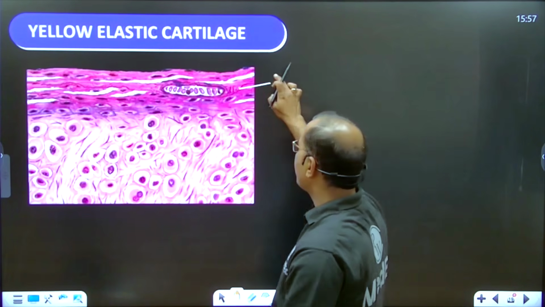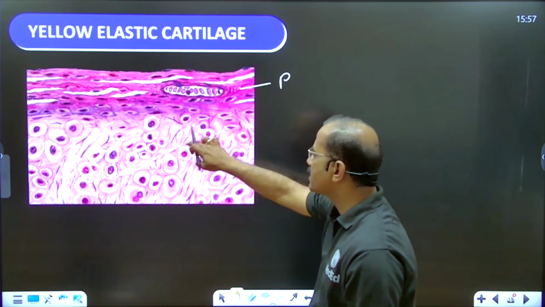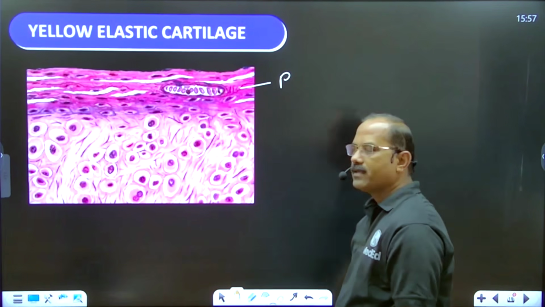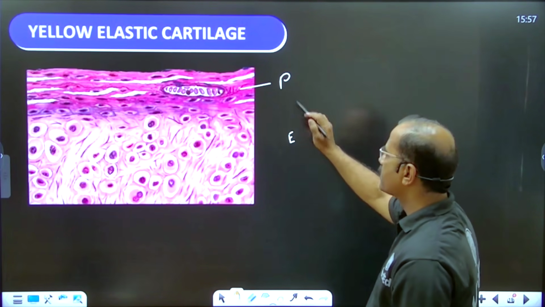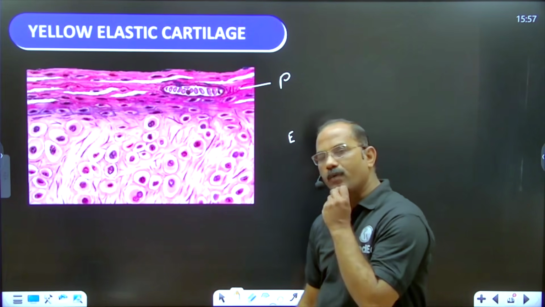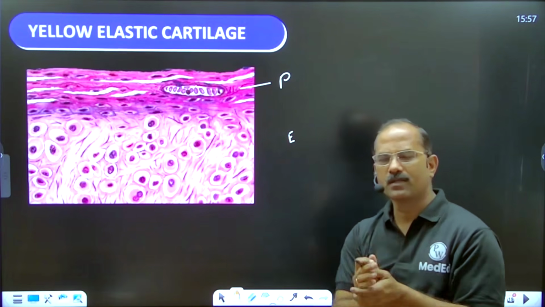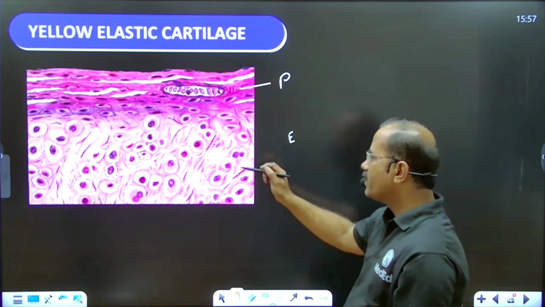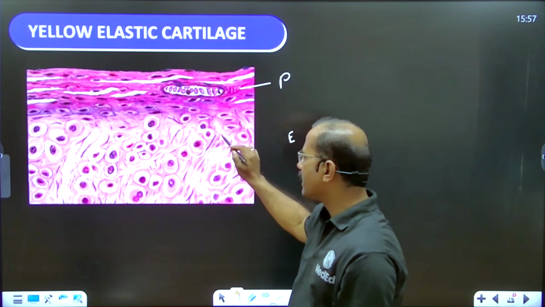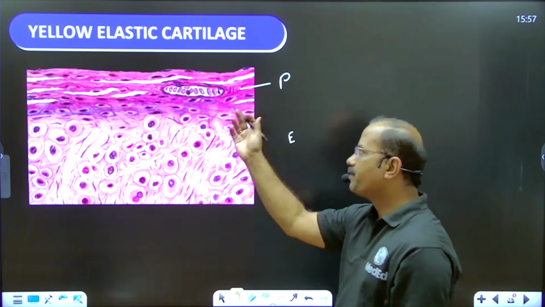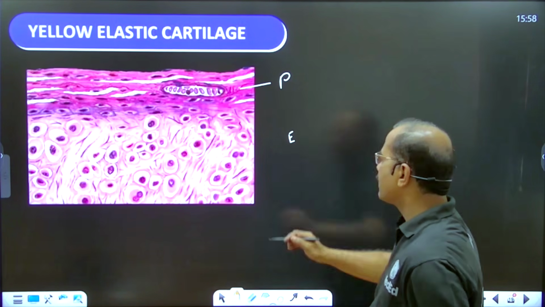Now, what is this cartilage? You can see perichondrium here. You can see the largest size of chondrocytes, and this is elastic cartilage, yellow elastic cartilage. How do you identify it? The main points: you see large chondrocytes, the largest size of chondrocytes, and we see fibers here. These are the elastic fibers in between with the perichondrium. So this becomes the elastic cartilage.